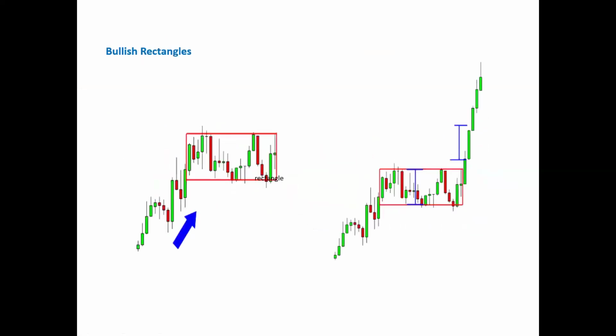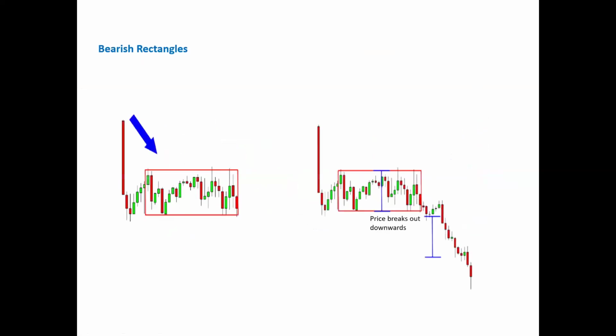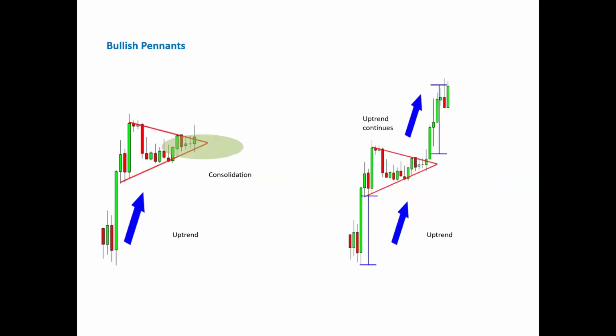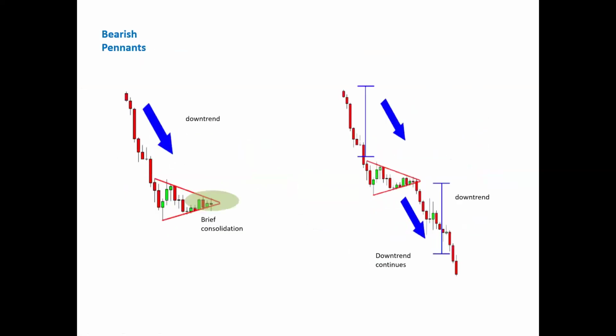Rectangle, the bullish rectangle is a bullish continuation pattern. The bearish rectangle is a bearish continuation pattern. The bullish pennant is a bullish continuation pattern. The bearish pennant is a bearish continuation pattern.